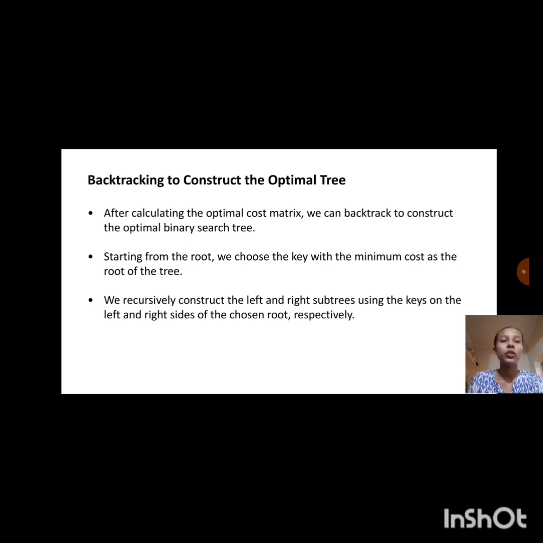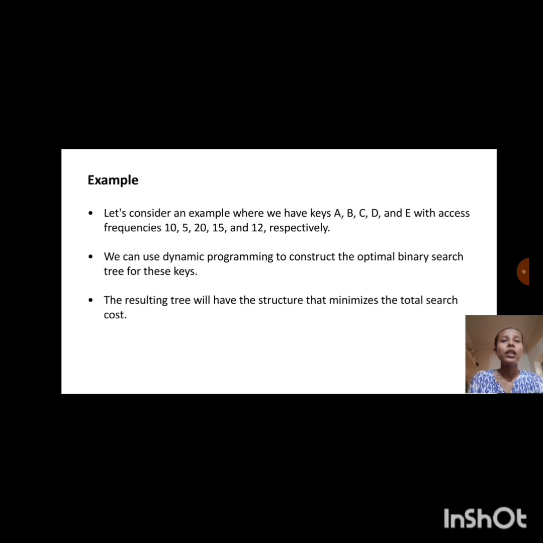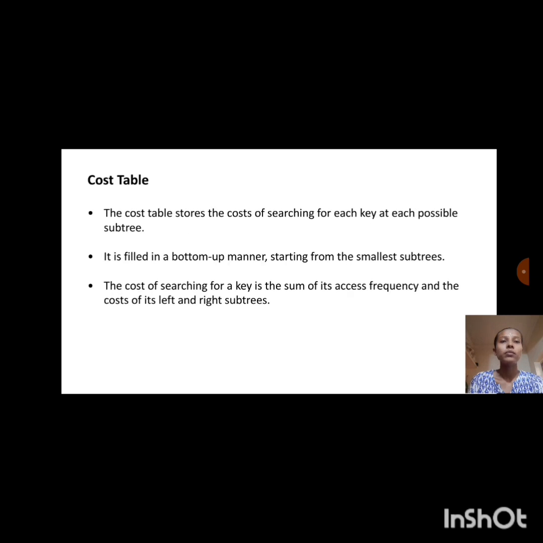root respectively. Example. Let us consider an example where we have keys A, B, C, D and E with access frequencies 10, 5, 20, 15 and 12 respectively. We can use dynamic programming to construct the optimal binary search tree for these keys. The resulting tree will have the structure that minimizes the total search cost.